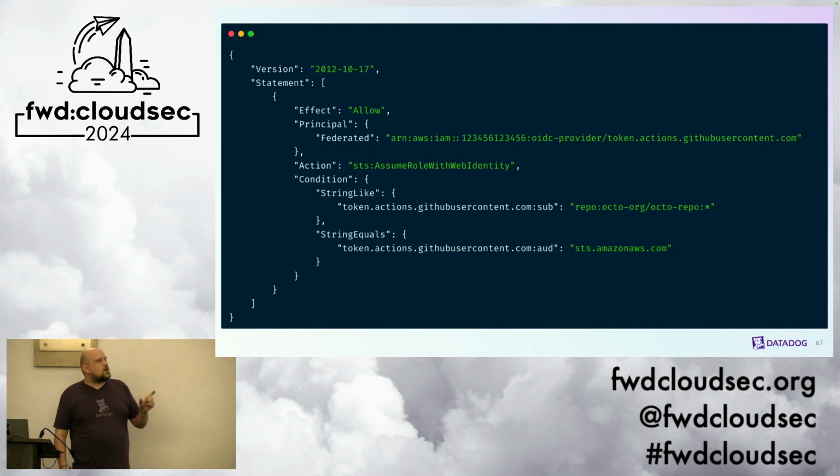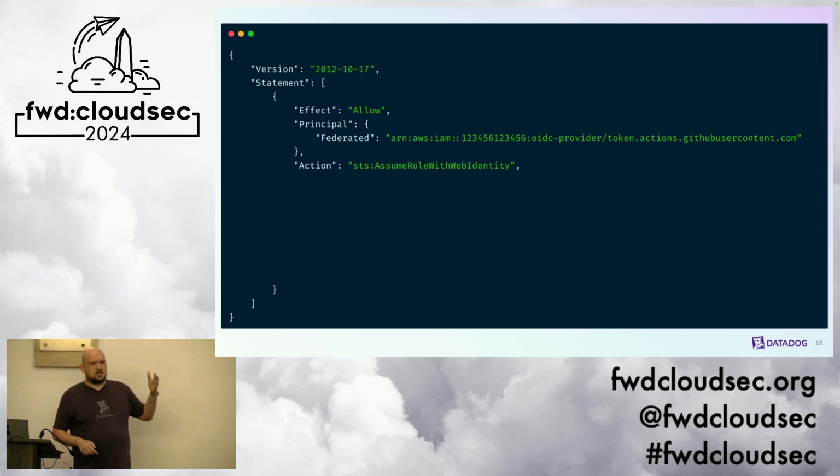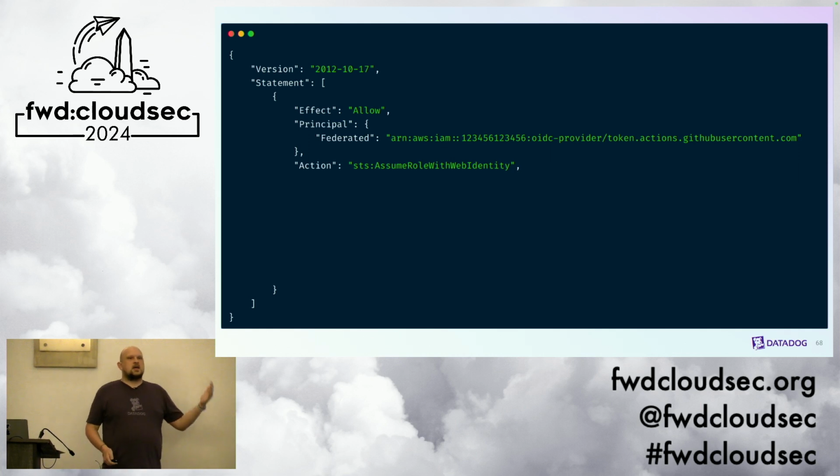The difference being, rather than the audience value being what secured the role, this time it was the subject value that actually determined what organization or what repo you were coming from. And those researchers determined that if that condition didn't exist for any reason, now anybody with access to GitHub who could create a GitHub action could just pass in the ARN to your role and assume it. It's very similar to what we've described so far.